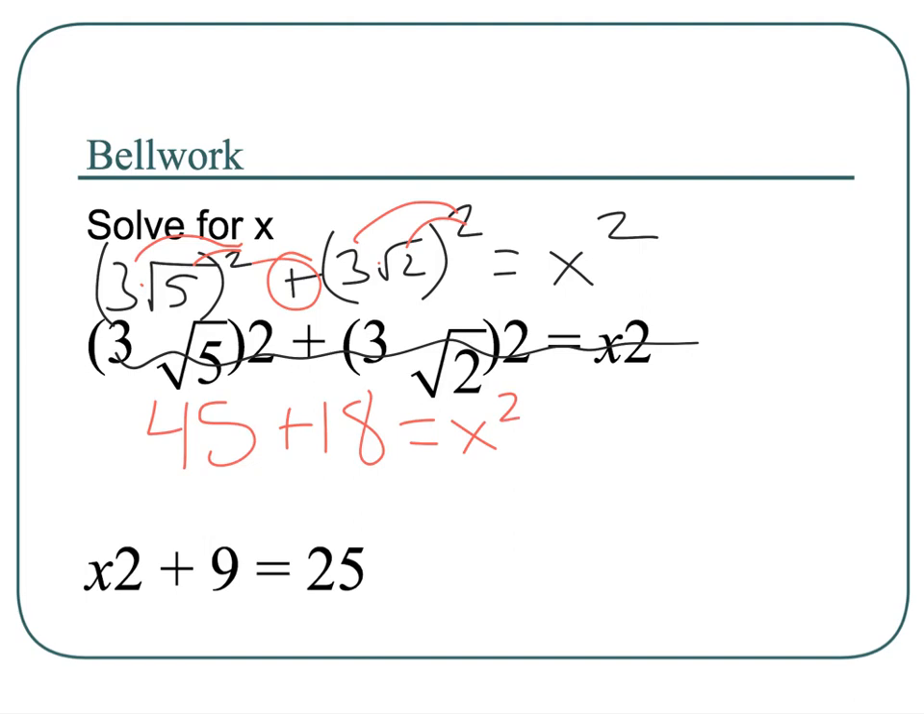Now I've got to add these two together. Can we do this in our head? I think so. We got 63 equals x squared. Now I can go ahead and square root both sides.